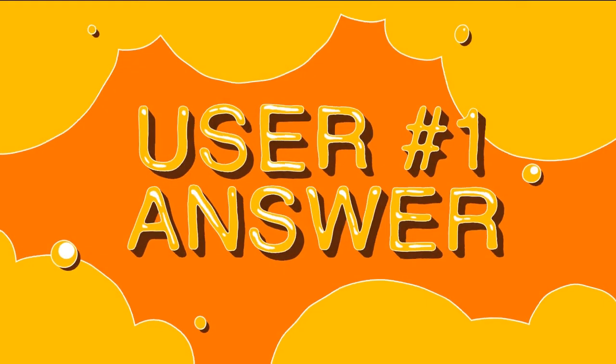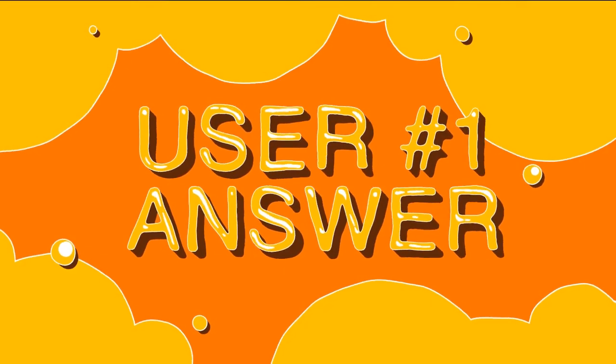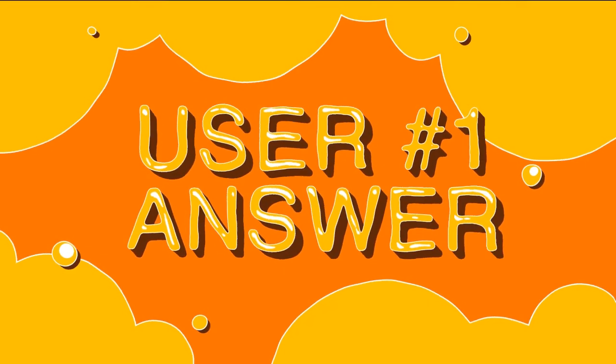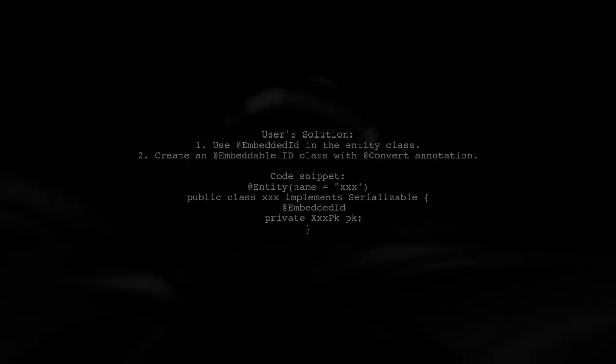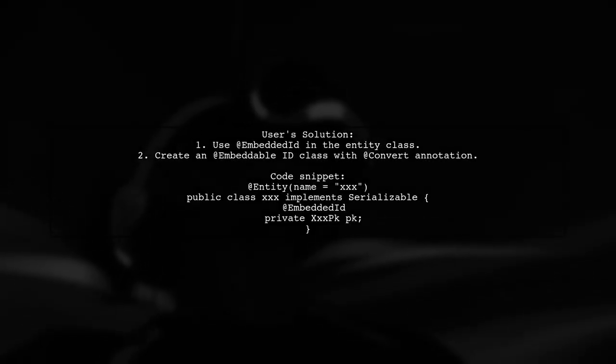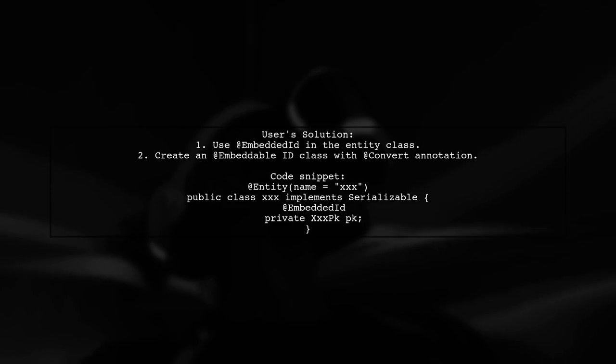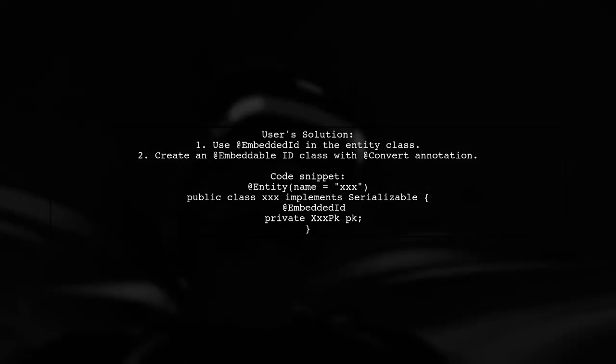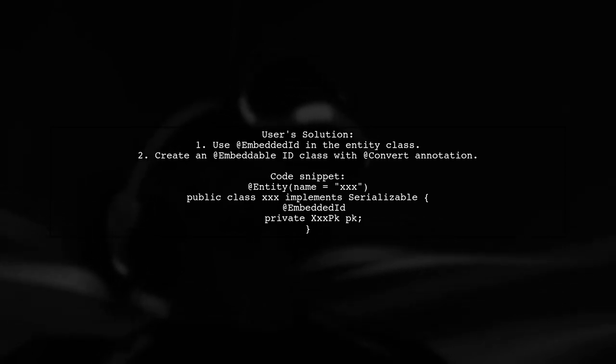Let's now look at a user-suggested answer. In EclipseLink 2.7.6, a user faced an issue with the @Convert annotation on an @Id field. They resolved it by using an embedded ID class.